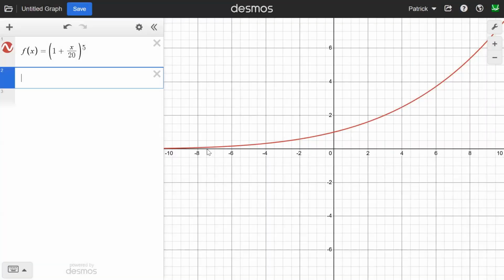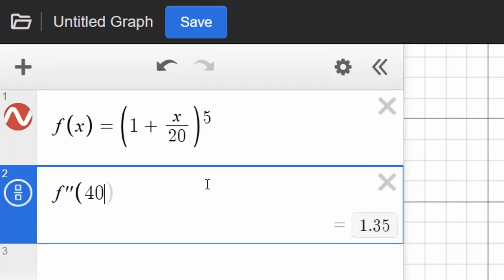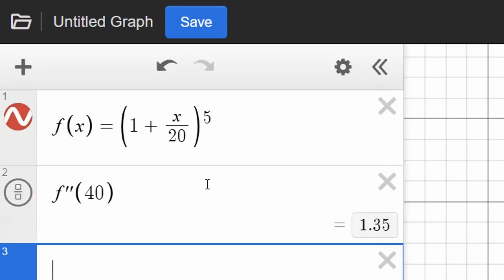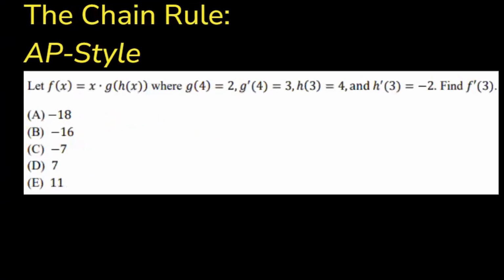All right, so here's f of x. We don't even need to worry about the graph. We can literally just type in f double prime of 40 and you get 1.35. That's going to be our answer. So if we go back here, notice it's choice B. Good stuff. Okay, one more AP style question here.